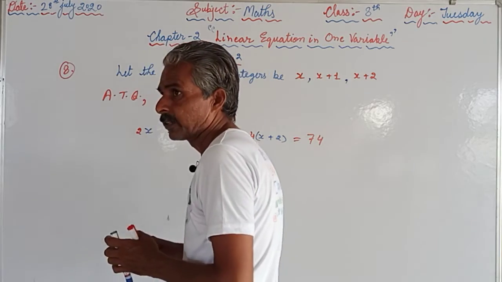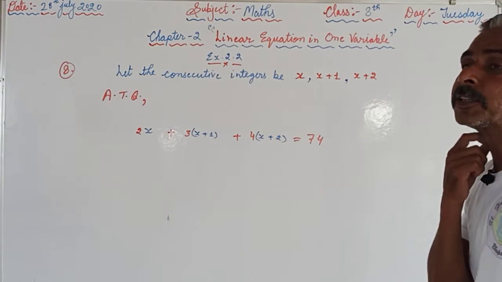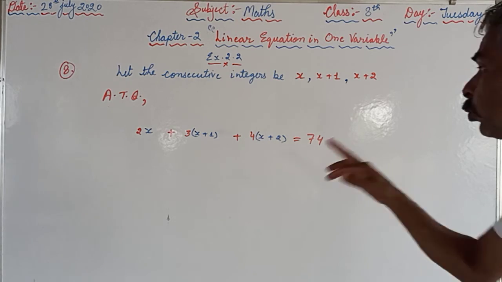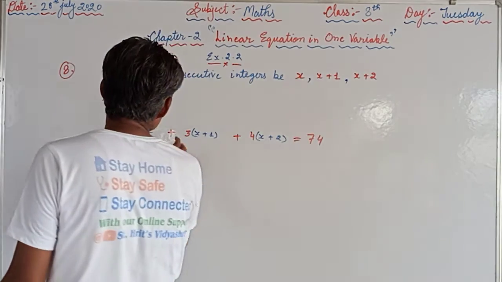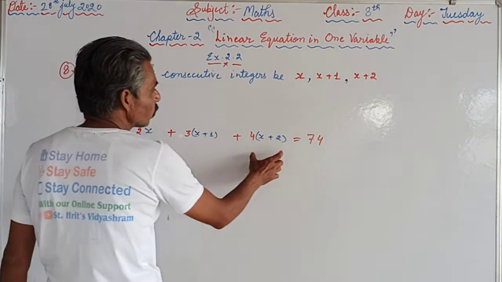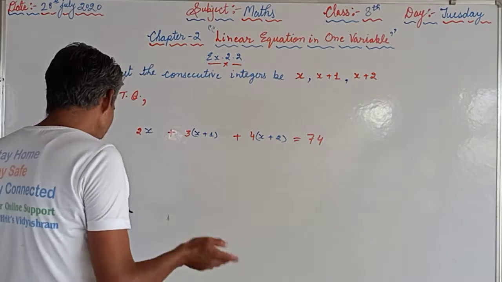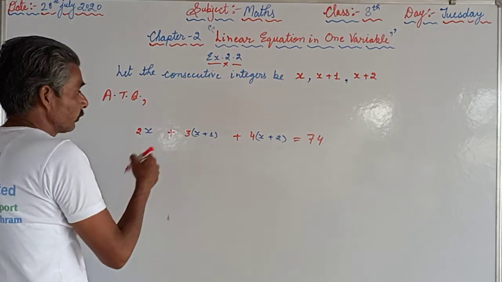That is given in the question: when the consecutive integers are taken in ascending order and they are multiplied by 2, 3 and 4 respectively. Means 2 is to be multiplied with the smallest, 4 is to be multiplied with the largest, then we will get the answer 74. Now we will solve it.